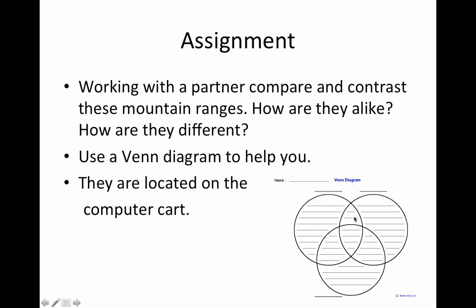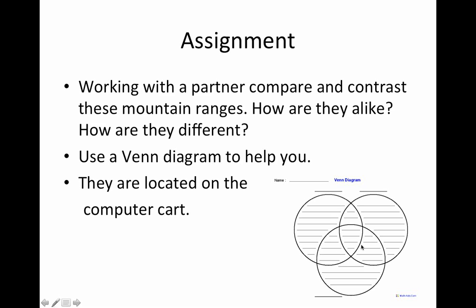What you're going to do when you get this paper is, of course, write your name. And then there are 3 lines here. So you're going to write each one of the mountain ranges on the line. So this one might be Sierra Nevada, this one might be Cascade, and this one might be Coast. And then on the outside, you're going to write how they're different. And then where they interlink is where you're going to write how they are the same.